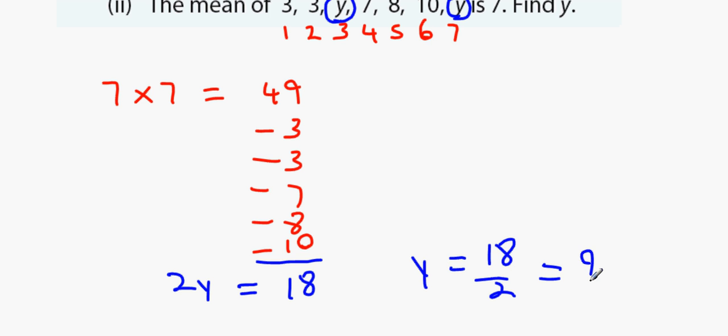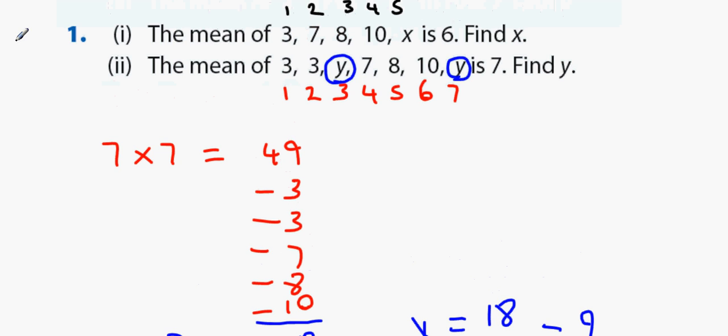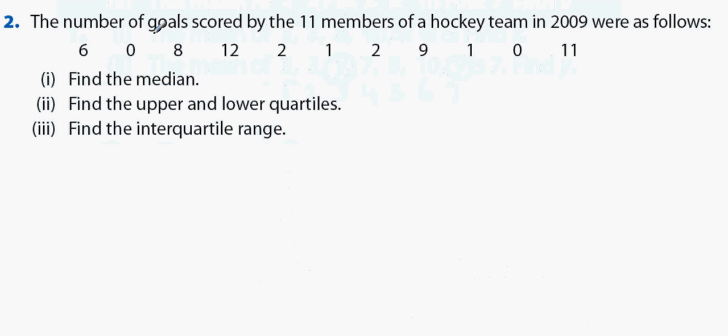Okay, now, next question. The number of goals scored by 11 members of a hockey team in 2009 were as follows. Okay, first of all we had to find the median. In order to find the median, we got to write them out in the order of size, okay? So it's going to be 0, 0, 1, 1.